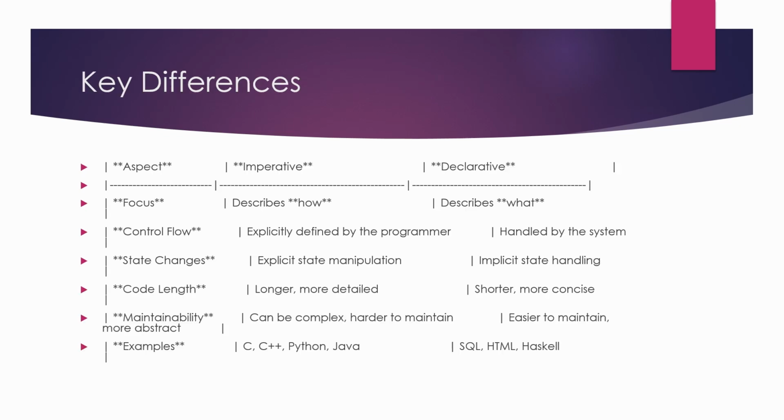Now, let's compare the key differences between the two paradigms. Imperative programming requires you to specify how to perform each step, while declarative programming focuses on what needs to be done. In imperative programming, control flow and state changes are explicitly defined, whereas in declarative programming, these are abstracted away.